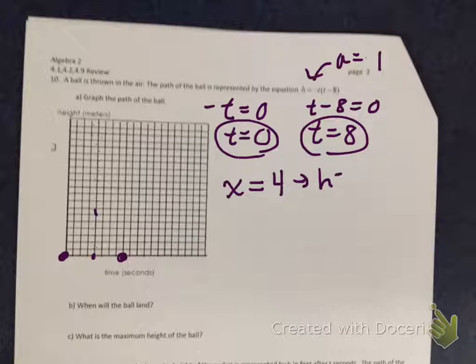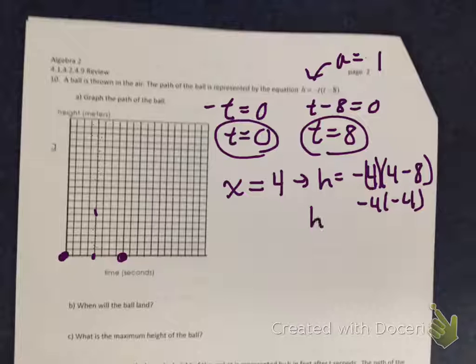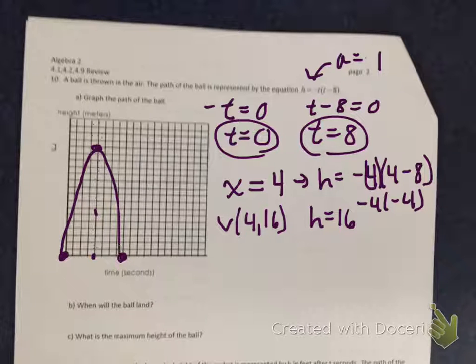That h is equal to negative 4 times 4 minus 8. And truly I should have put parentheses around that like I've taught you. So I look at this and I have negative 4 times negative 4. This gives me h is equal to a positive 16. So my vertex is at 4, 16. So I'm going to go up 16. 1, 2, 3, 4, 5, 6, 7, 8, 9, 10, 11, 12, 13, 14, 15, 16. And now I have the path of the ball.